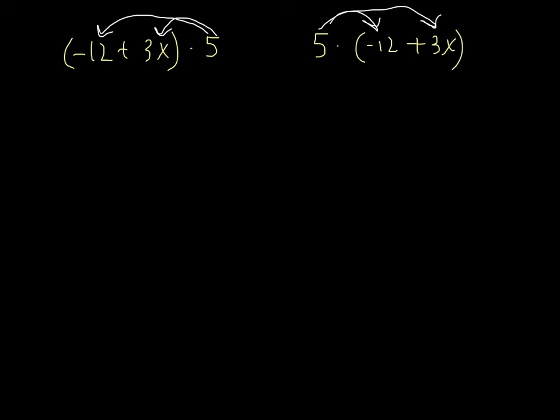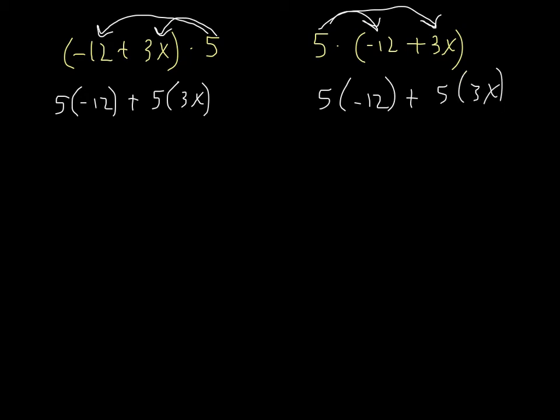On the first example, I'm just going to say 5 times negative 12 plus 5 times 3x. On the right example, it's still 5 times negative 12 plus 5 times 3x. And at this point, I have equivalent expressions. So I'm just going to continue to work on the one on the left since they're both identical at this point.